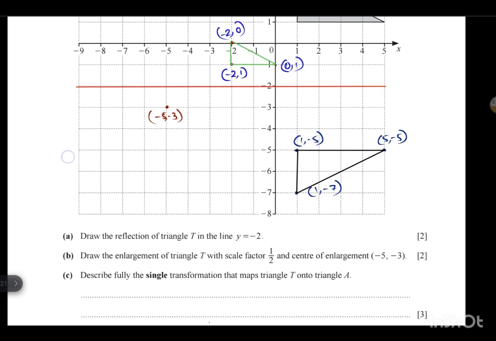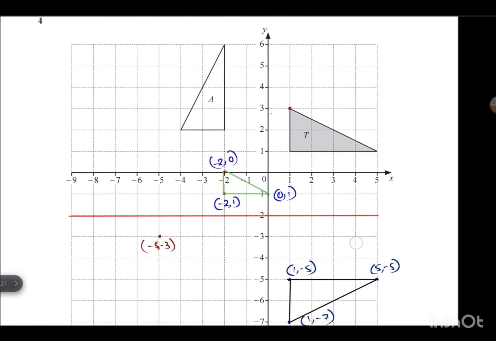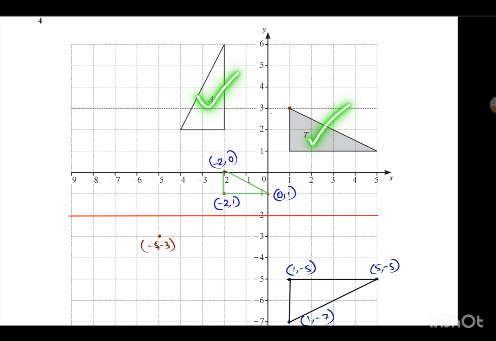Last question. Describe fully. C. Describe fully the single transformation that maps triangle T onto triangle A. Now this is the question where the figures are already drawn for us. This triangle is transformed to this triangle. Now we have to tell what kind of transformation it is. When you see the alignment of the triangles, it has changed completely. So definitely it is rotation.